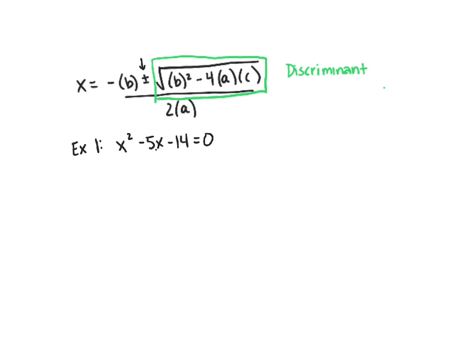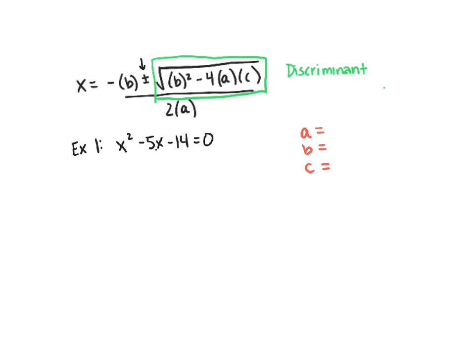So in this case, we're already set equal to 0, so we're good to go. Now we're going to identify our a, our b, and our c terms. Our a term is always going to have the squared next to it, our b term will always have the x, and our c term will always just be a number.